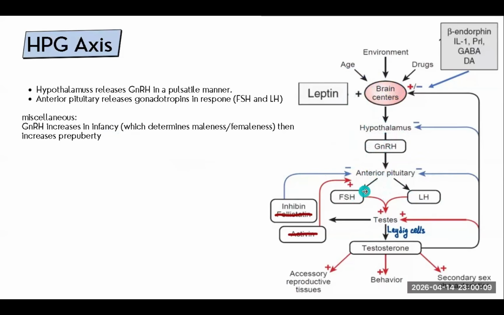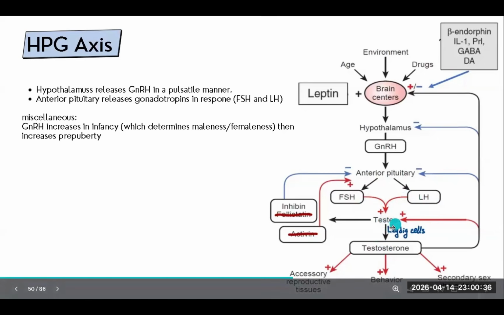Now, I want you guys to pause and answer this question. Which cells would FSH act on and which cells would LH act on? 3, 2, 1. FSH would act on Sertoli cells and LH would act on Leydig cells. LH, Leydig. Okay, good job. After that, the testes, specifically the Leydig cells, would produce testosterone. Okay? And testosterone would then have its effects in the body.